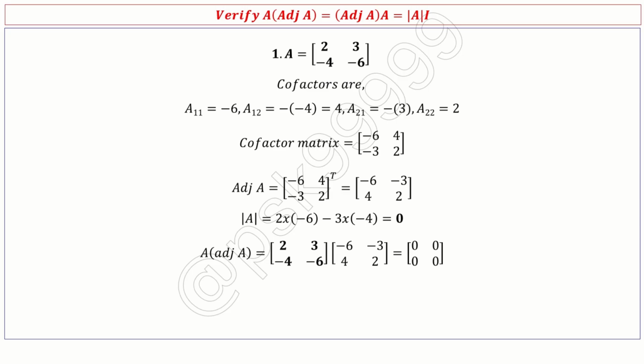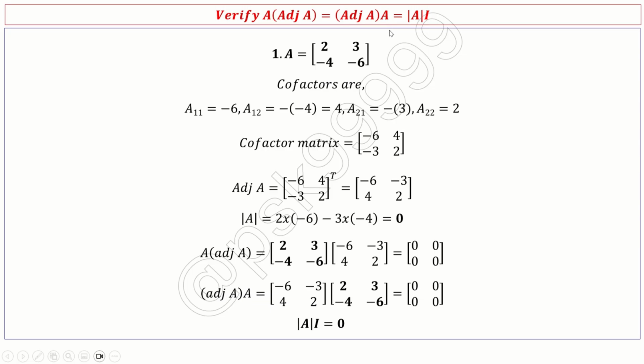So A into adjoint of A is nothing but you multiply A with the adjoint of A, which is this one. You should get 0 because modulus is 0, modulus into I is also 0, correct? So this is 0. If you find 2 into -6, -12, plus 3 into 4, 12, -12 plus 12, which is 0. Similarly, other elements will also be 0. And also you can check adjoint of A into A, which is the same actually. You will get 0 again, which is nothing but, since modulus is 0, modulus into I is also 0. So we have verified this is true.